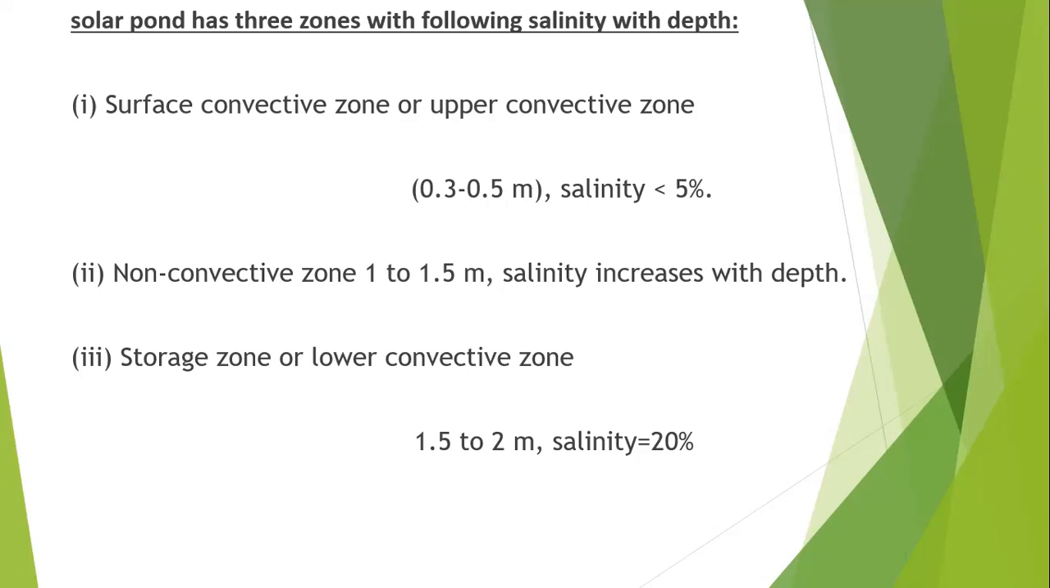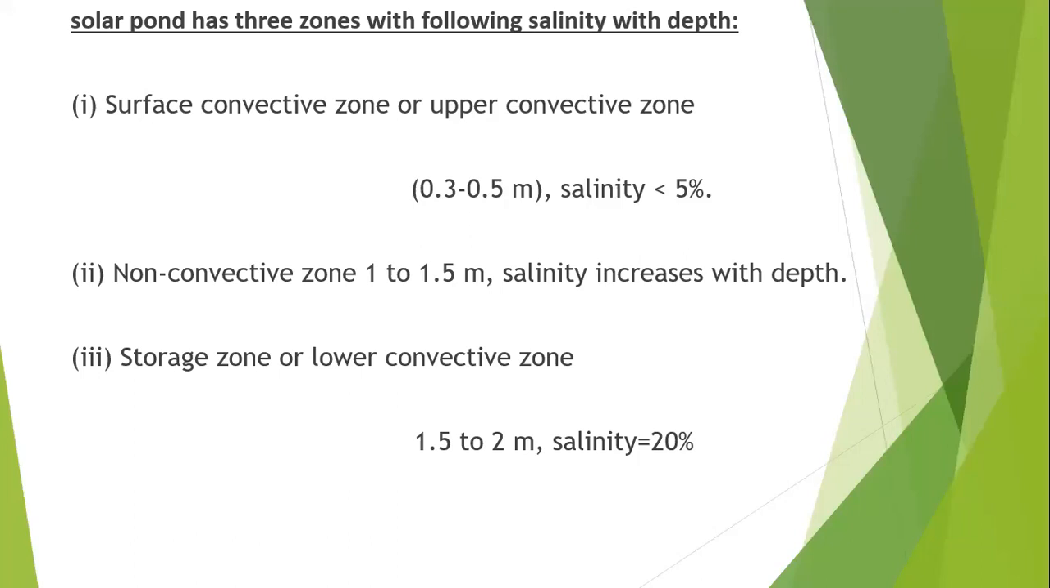Okay, so if we want to do any physical considerations about this solar pond, we choose the second zone, the non-convective zone, which is at a depth of 1 to 1.5 meters. So this is better for our physical examinations. At the bottom there is a storage zone. It is typically 1 or 2 meters deep, but it can be as little as half a meter or as much as several meters deep.